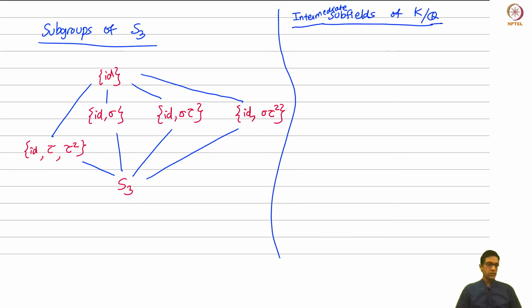Okay, so let's see what are the various possibilities. We already know what this map is, right? So given a subgroup, recall what the fundamental theorem of Galois theory says.